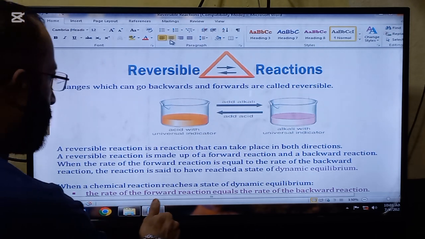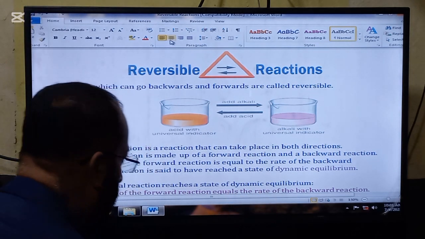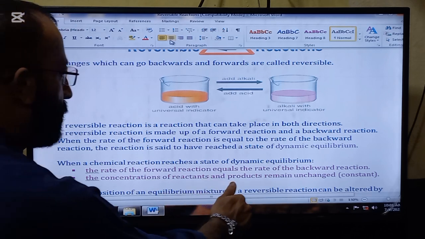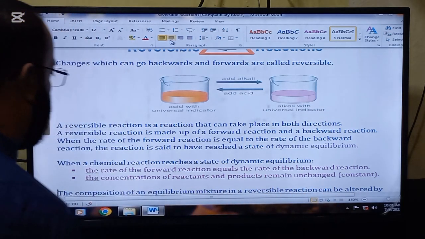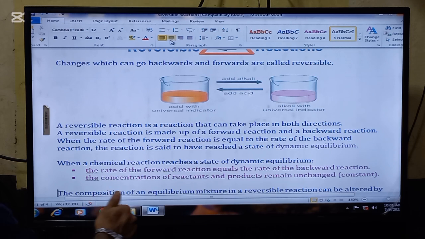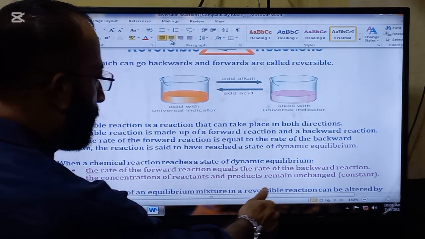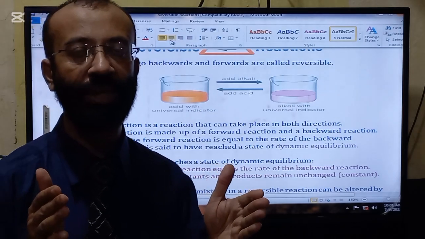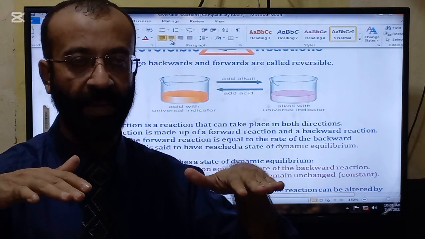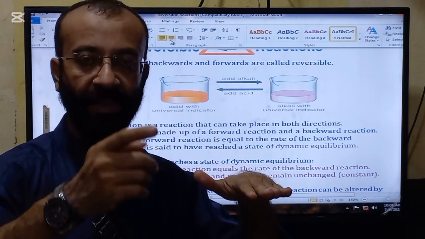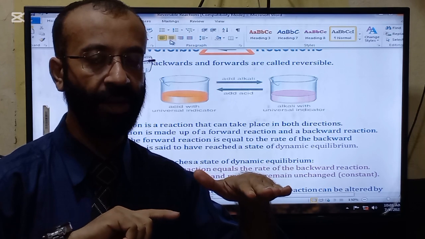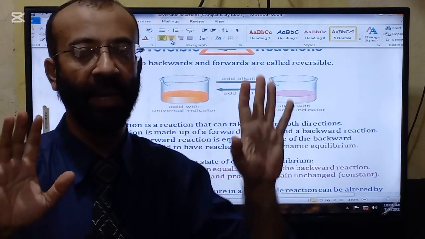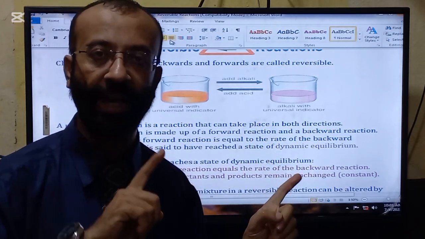When a chemical reaction reaches a state of dynamic equilibrium, the rate of the forward reaction equals the rate of the backward reaction. The concentrations of the reactants and products remain unchanged because the reaction has reached a state of dynamic equilibrium. The rate of the forward reaction becomes equal to the rate of the backward reaction, so the concentrations of the reactants and products will remain unchanged at that state.